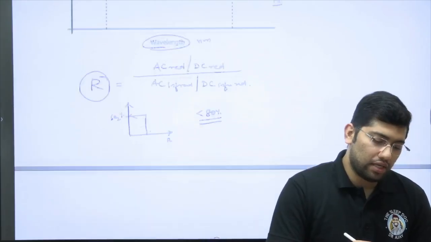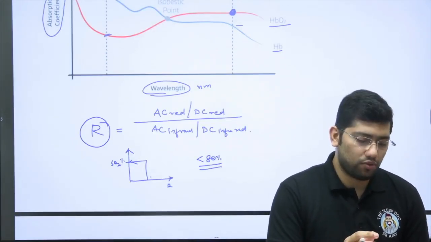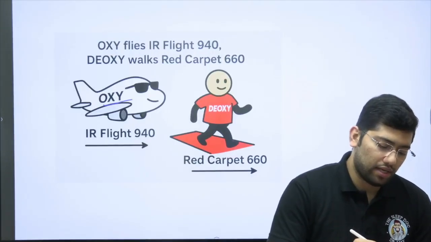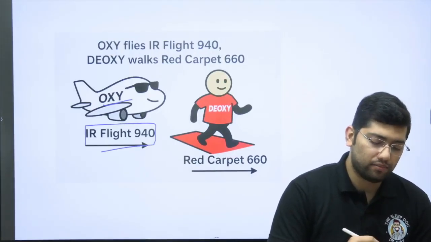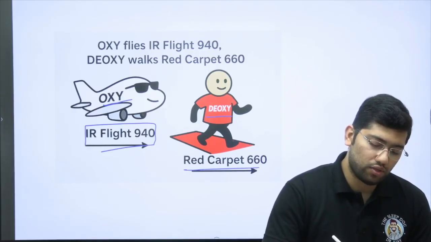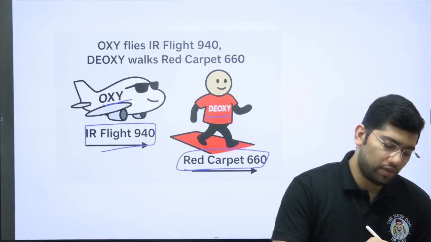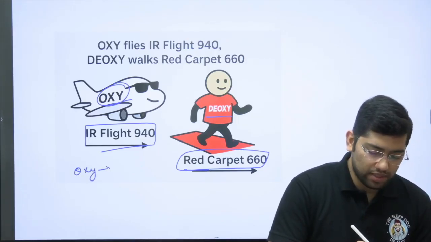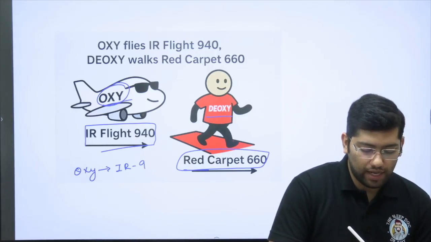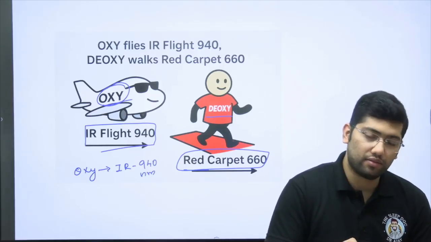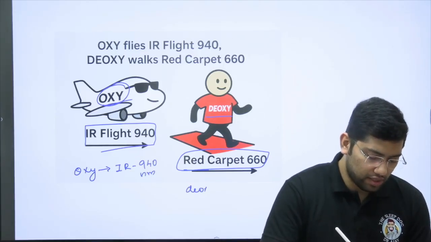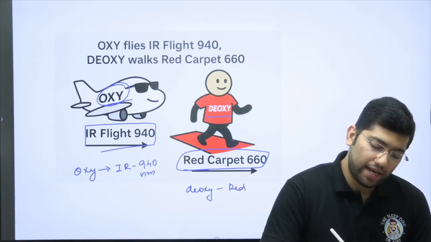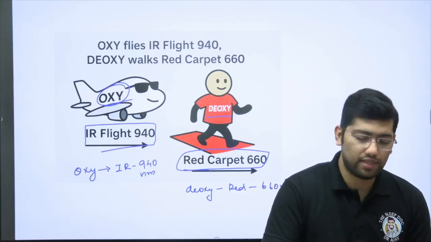Now, a short mnemonic or an easy trick to memorize these would be, just remember this. Oxy takes an IR flight 940, whereas deoxy goes to the red carpet 660. So with this, it's easier to know the oxyhemoglobin absorbance is at infrared light at 940 nanometer. Here, deoxyhemoglobin absorbs at red light, which is at 660 nanometers.